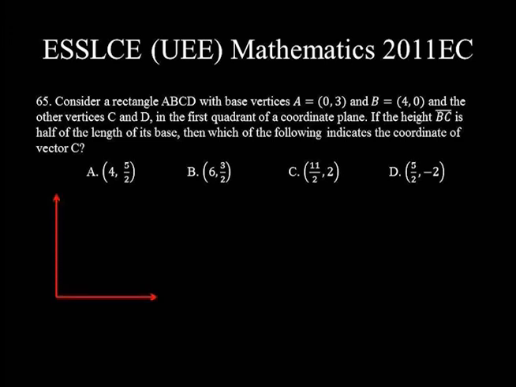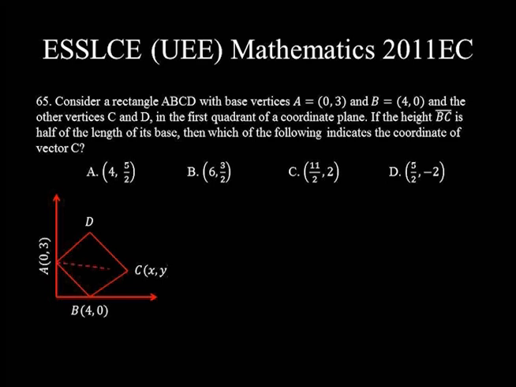Let this be the XY plane. Point A with ordered pair (0, 3) is on the Y axis. That's 3 units above the origin. Point B with ordered pair (4, 0) is on the x-axis, that's 4 units to the right of the origin. This line AB is the base of the rectangle. Let point C with ordered pair (x, y) be around here and point D is here.